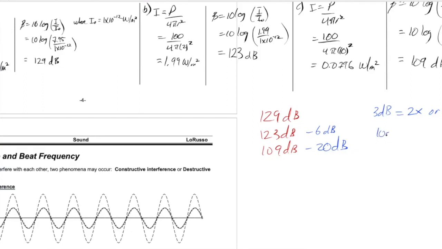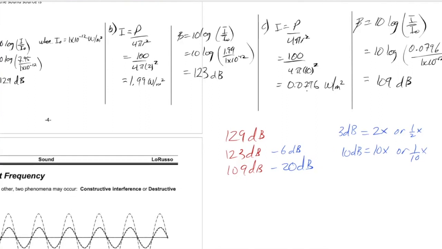Now, 10 decibels equals 10 times. So a 10 decibel increase is equal to 10 times louder, or cut by a tenth. So 20 decibels is 10 decibels and 10 decibels. That is going to be 10 times 10, or 100 times, or a tenth times a tenth, which is 1/100th. That makes sense because this is 100 times quieter, because 1 over 10 squared is 1/100th.